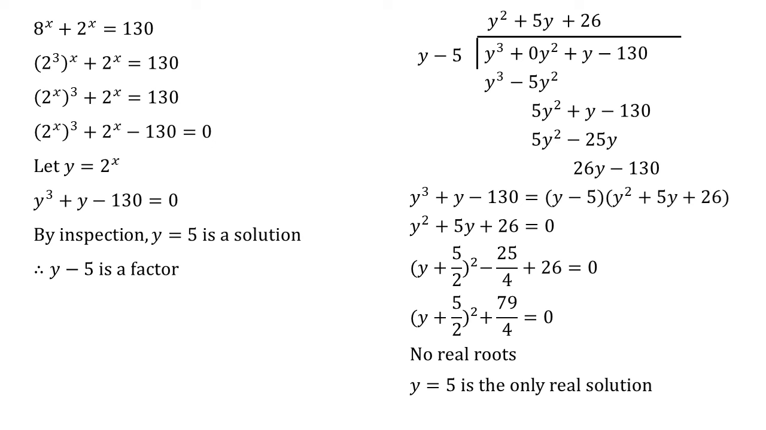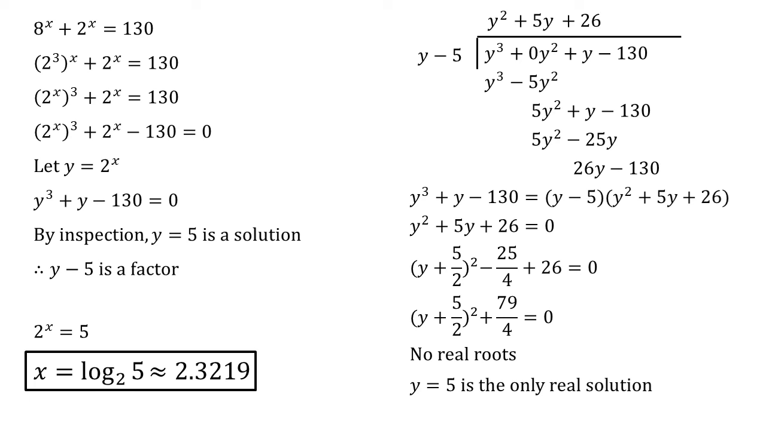Now, earlier we said that y is equal to 2 to the x, so let's put that back now. So 2 to the x is equal to 5. By the general definition of a logarithm, our base is 2. It's being raised to a power of x and getting 5 as an answer. So x must be equal to log base 2 of 5, which if you want to know this as a number, to 4 decimal places is 2.3219.